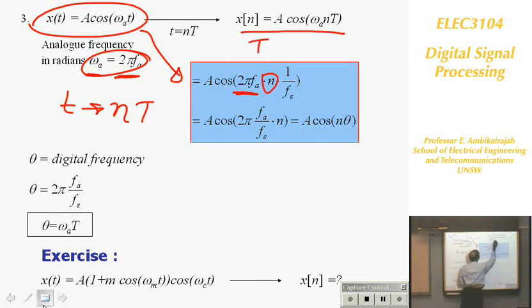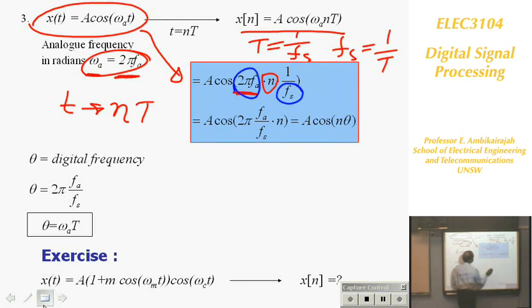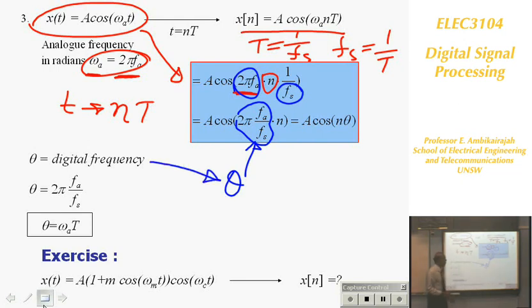Instead of T, I can say 1 over fs, or fs is equal to 1 over T. That's all the same. So I put 1 over fs. I now group these two together and get 2 pi fa over fs times n. We now define this as theta, a new frequency. This theta is called digital frequency. It's just a ratio of the analog frequency to the sampling frequency. It's equal to A cos n theta.